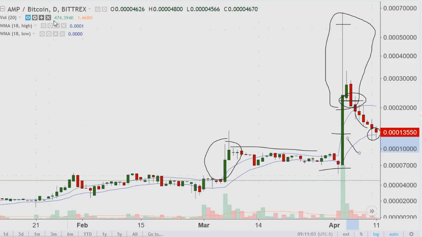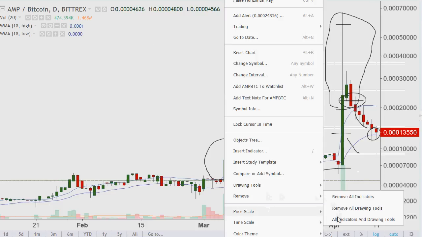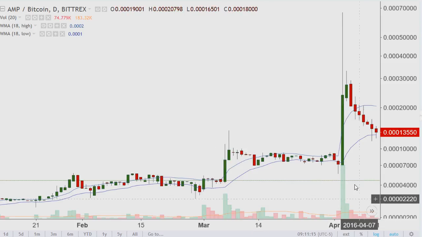And oftentimes you're going to get these insane kinds of moves. And this is what I hate doing. If I do this, that would kill my 18 average. Remove all indicators and drawing tools. No, just the drawing tools.